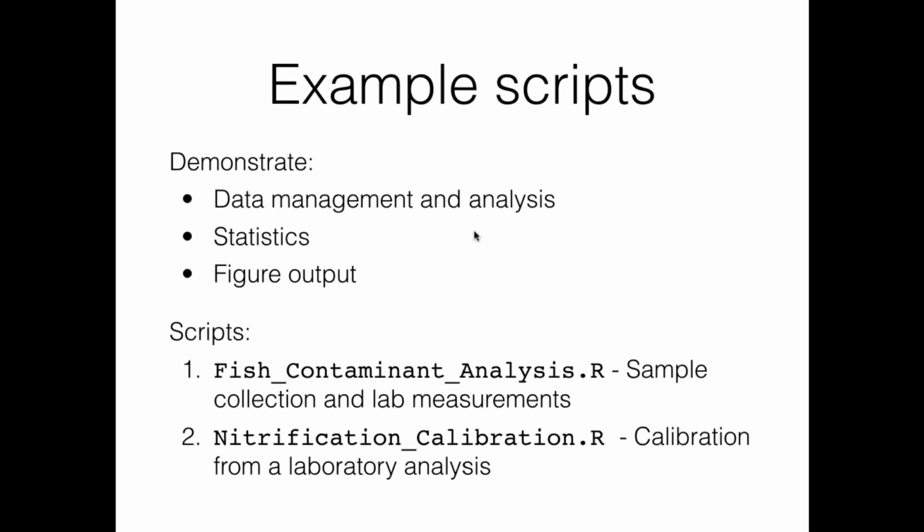The first one is fish contaminant analysis, which is the one that I am showing you the project structure for. That's basically a focus on sample collection and lab measurements and also some statistics. And the second one is a nitrification calibration script, which will show you how to do some calibration from a laboratory analysis, but the basic focus there has to do with how functions can be useful and why that would be a great skill, or tool, for you to learn. And second of all, how you can output files and also switch from one data file to another, or apply your analysis to a new set of data in a way that will make your work more efficient.